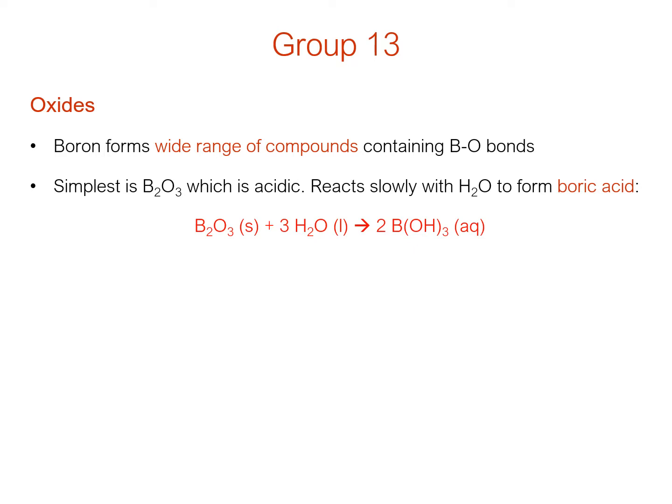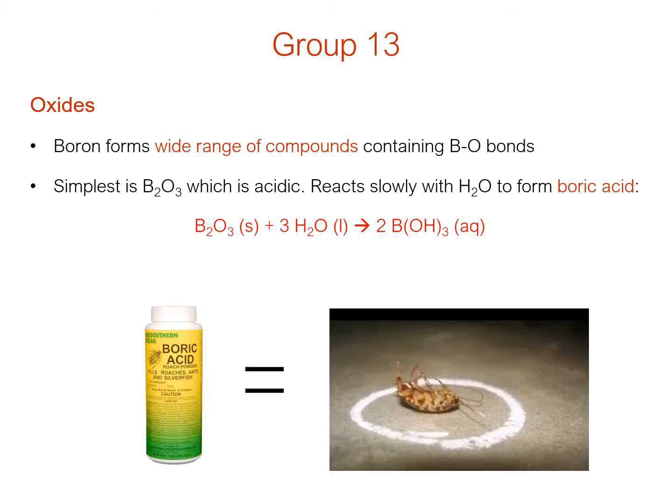So the oxides of group 13, boron forms a wide range of them containing B-O bonds. The simplest is B2O3, which is acidic, and it slowly reacts with water to form boric acid. Boric acid is a pesticide. It can be used to kill cockroaches, ants, things like this. And this is because it poisons them by reacting with water.